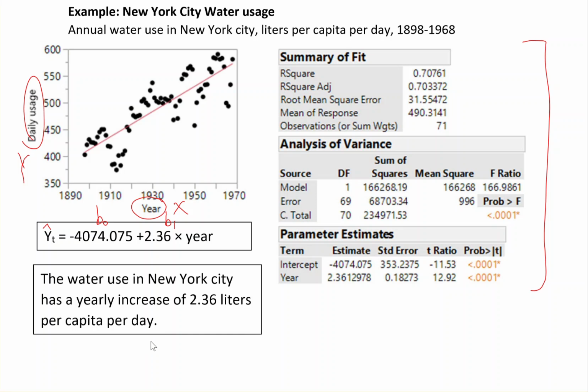Right, so got the idea? That means every 1 year increased, the y will increase by 2.36, right? So this is the interpretation about B1. Right, so the idea would be the same. We just consider the year, consider the time as our explanatory variable x. All right, so it looks very easy to model the trend component.